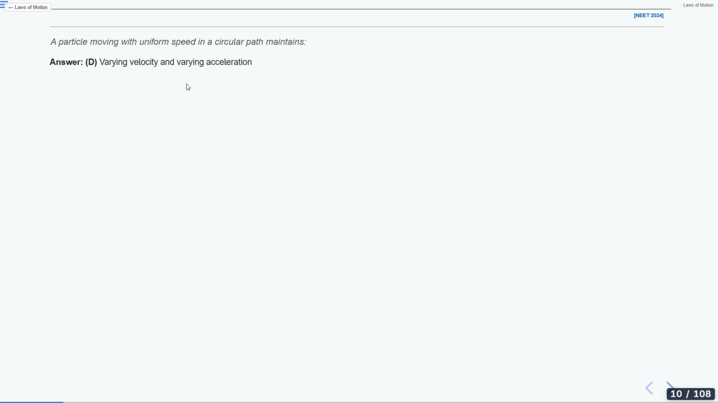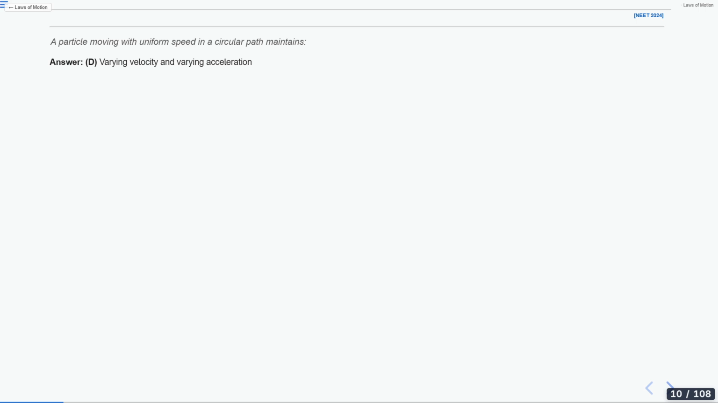Also, its acceleration is directed towards the center. That is centripetal acceleration, v square divided by r, directed towards the center at every point, so the direction of acceleration is also changing. You can say the magnitude remains the same, since v square by r is constant, but acceleration is a vector quantity, so it needs both magnitude and direction. The magnitude is constant, but the direction is always towards the center.